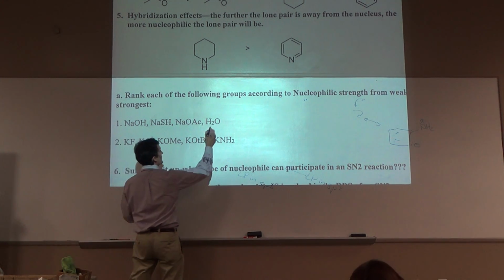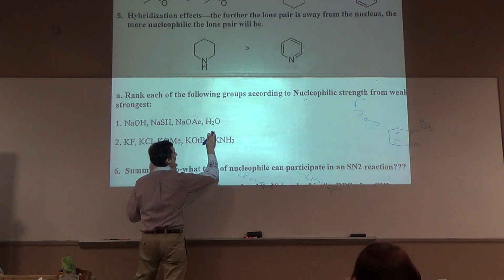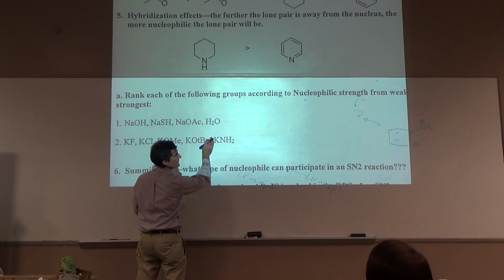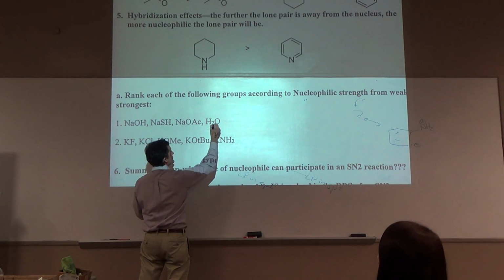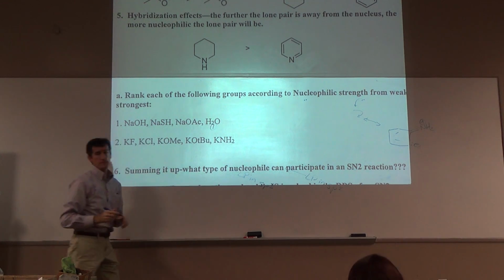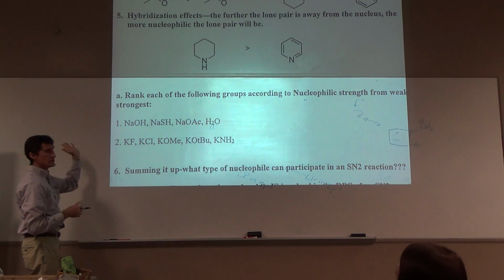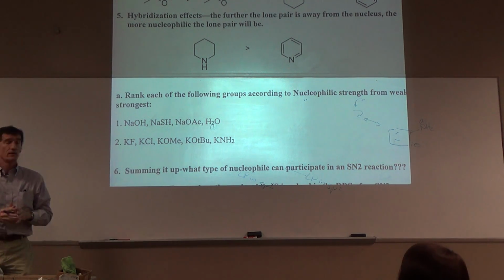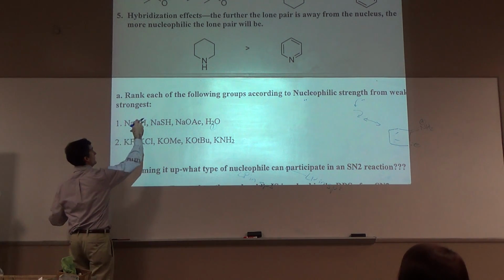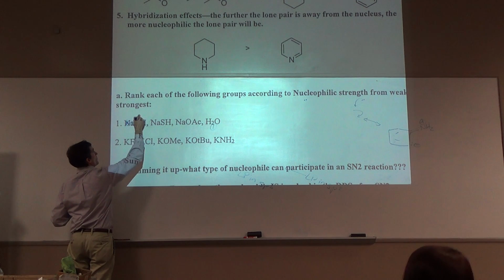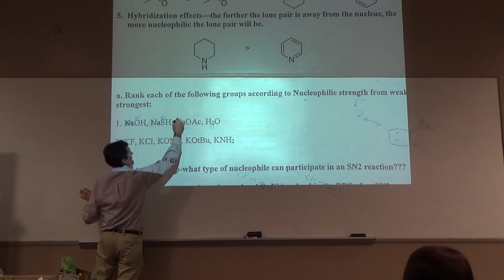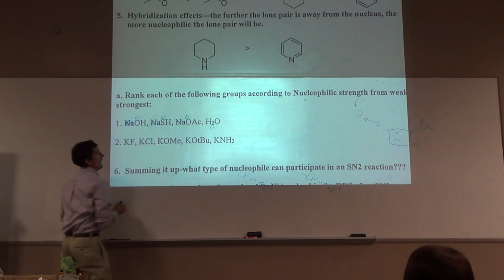Somebody said water, I agree. We're going from weakest. So that's one. That means that's the weakest, right? Yeah. Mainly because it's neutral. All the others are anions. Forget about sodium, potassium, all that stuff. This is hydroxide. Okay? Forget about it. It's O minus. Forget about it. That's S minus. Forget about it. It's O minus. It's neutral.